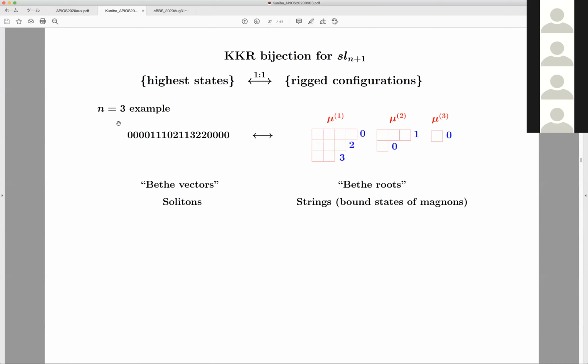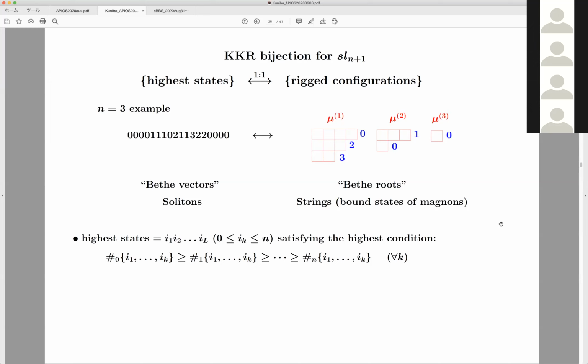This can be regarded as a box-ball system state, which accommodates solitons. On the other hand, this is the collection of strings, and physically the strings correspond to bound states of magnons. Of course, because this is a mathematical one-to-one correspondence, there is some messy mathematical characterization of both combinatorial objects. I'm not going to describe the details, so you don't have to be bothered about the highest weight condition on this set. Basically, you can regard this as a box-ball system state with n colors.